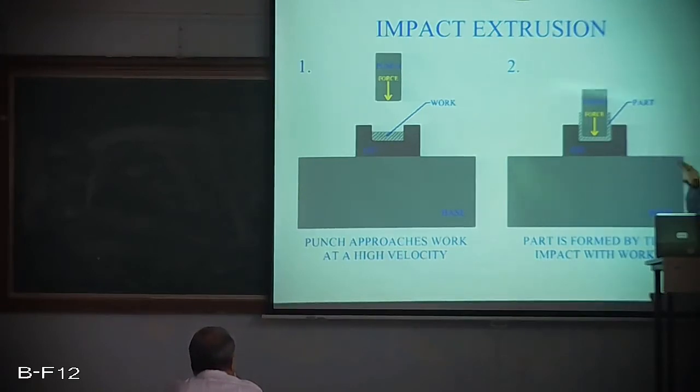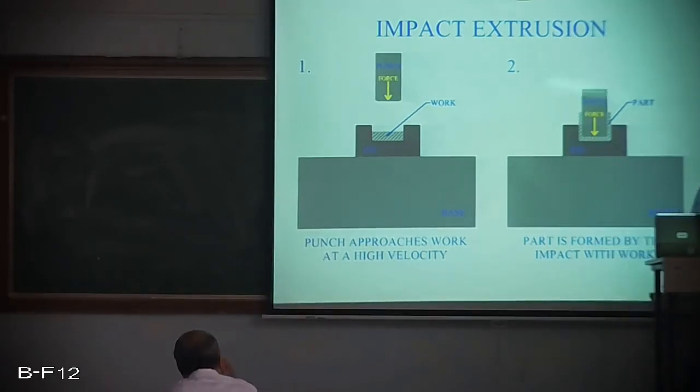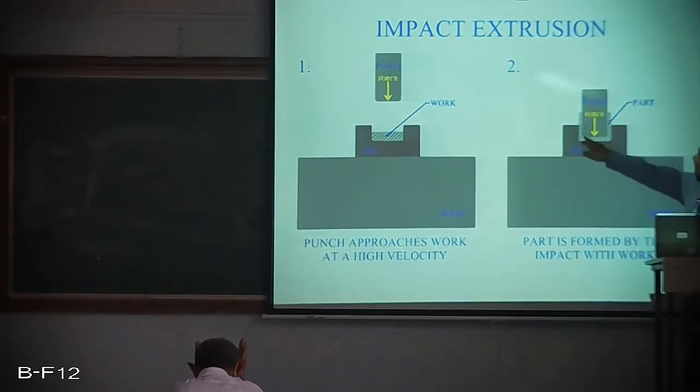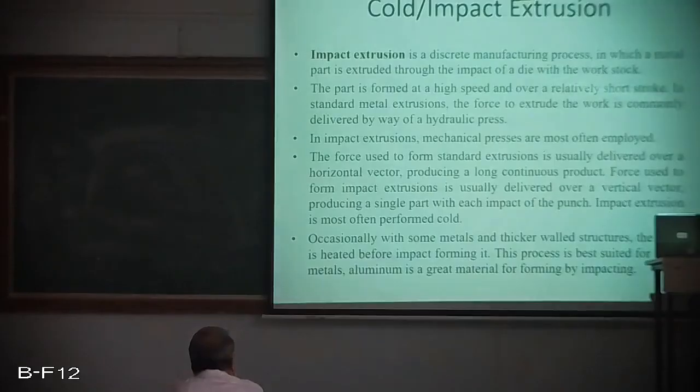And this is usually performed in the cold state. In the previous cases, the billet temperature is raised, whereas in the case of impact extrusion, it is performed in the cold state. And usually soft materials such as tin, aluminum, and copper are deformed using this particular method, cold or impact extrusion.